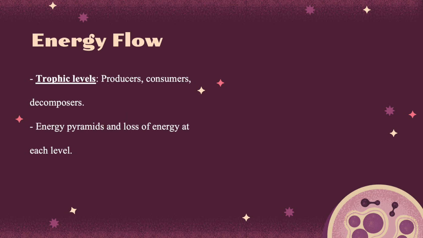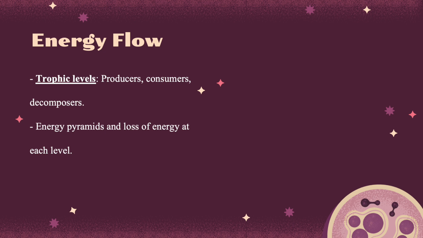Next, we have energy flow. Energy enters ecosystems through producers, like plants and algae, which convert the sunlight they receive into chemical energy via photosynthesis. This energy is passed to primary consumers, like herbivores, and secondary consumers, like carnivores, and so on up the food chain.